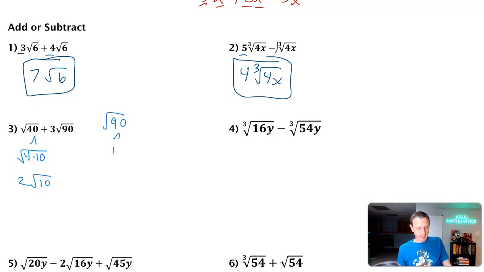What about 90? What can I do with 90? 90 is 9 times 10. The square root of 9 is 3, so this is 3 root 10. But I also have the coefficient of 3 here, so I have to multiply by another 3, because this is going to become 3 times 3 root 10. So it's 3 times 3, which is really plus 9 square root of 10.